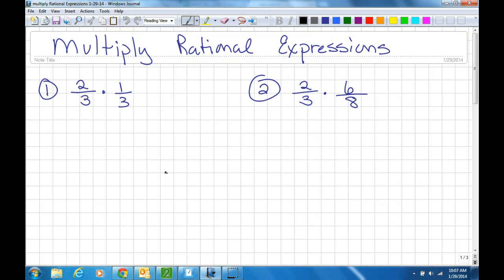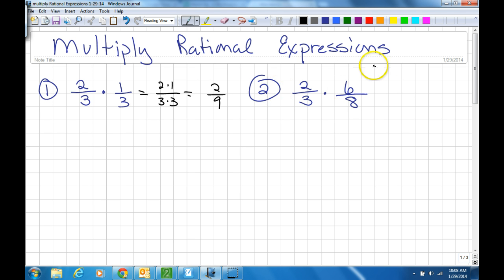So we're going to review how to multiply fractions first before we get into rational expressions. When I'm multiplying a fraction, what am I going to do first? Is there anything I can reduce on this? No, there isn't. So what I'm going to do is multiply straight across. This will be 2 times 1 on the top and 3 times 3 on the bottom. So it'll be 2 over 9. Okay? Little review.